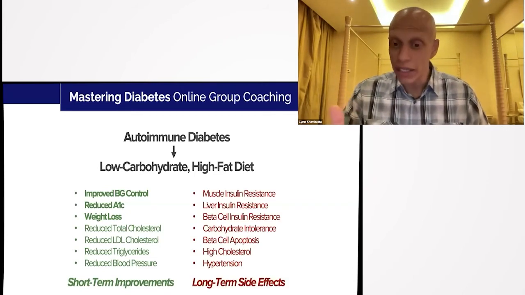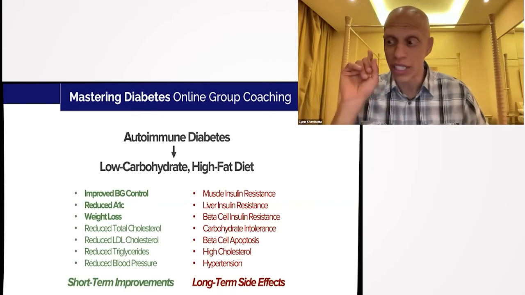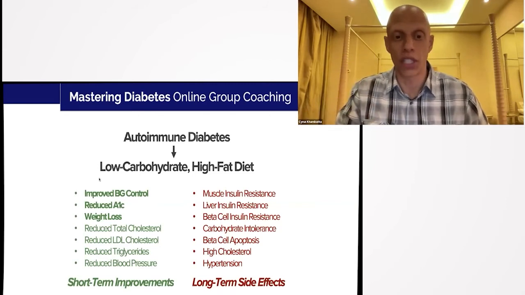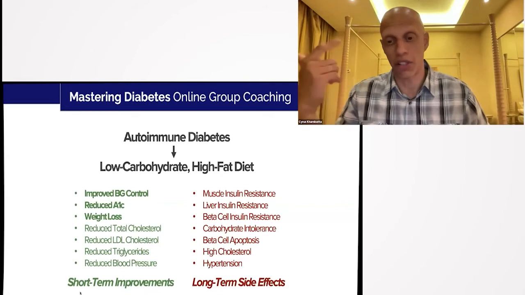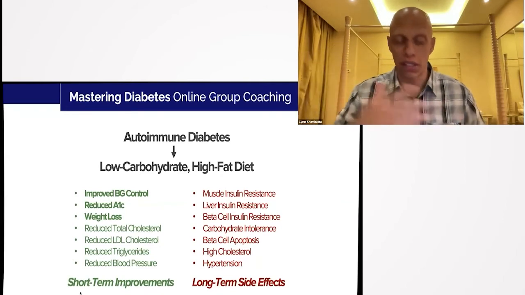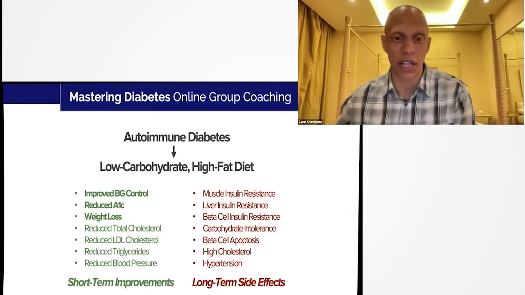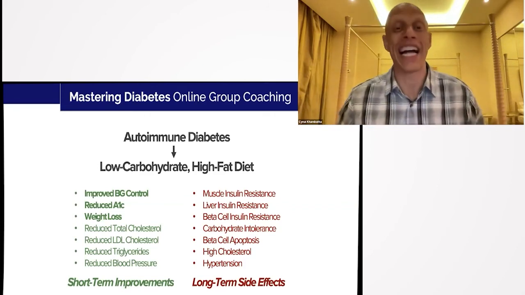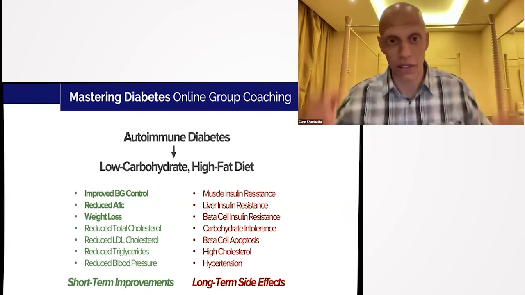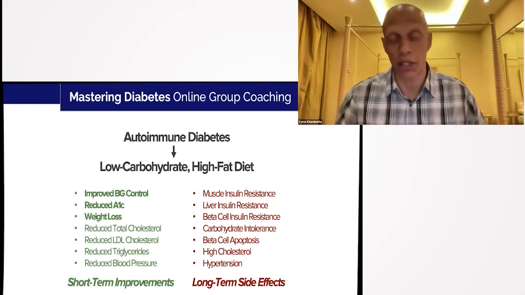Okay. But all of those changes unfold in the short term. Short term means 6 months, 12 months, 3 months, somewhere within usually the first year of transitioning to a low carbohydrate diet. All of those things are true. These people are not lying. Okay, maybe you guys have gone through that yourself, or maybe you know somebody who has.